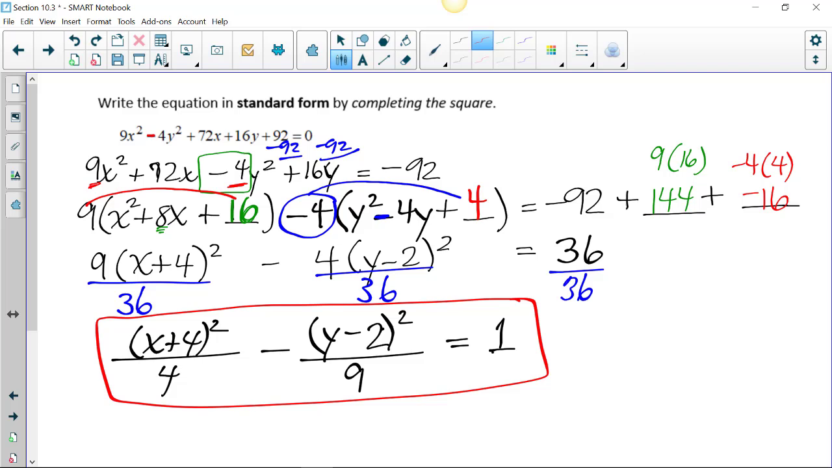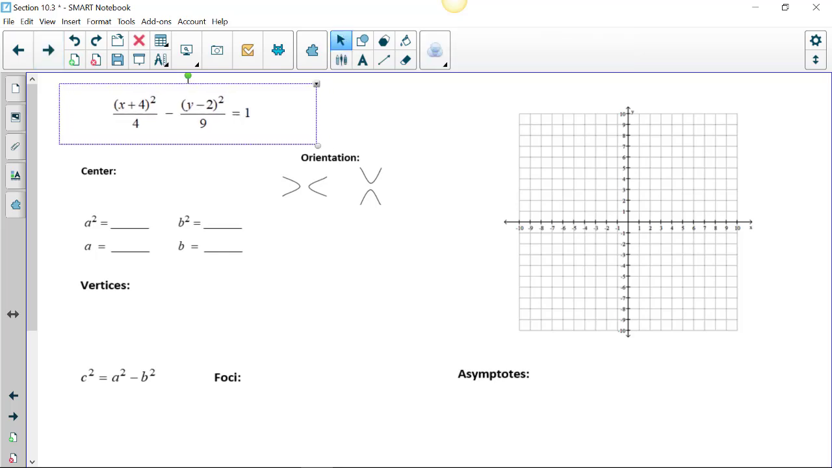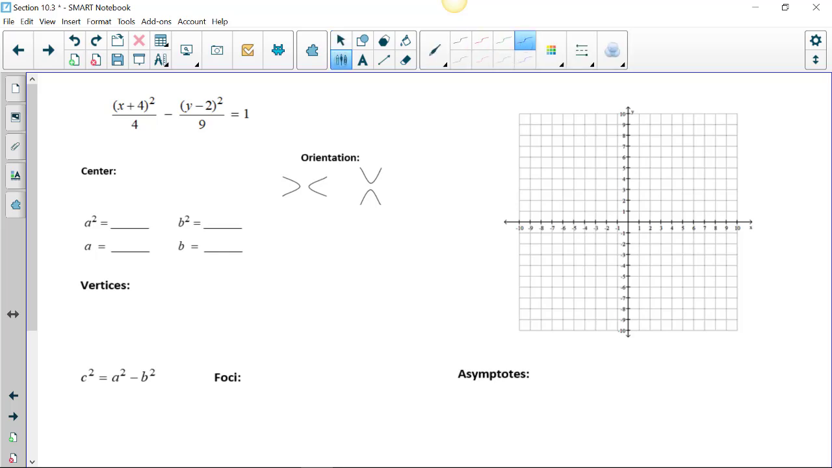So let's go ahead and take a look at this and do another graph. All right. So I have my equation up here. And so kind of the same routine. We need to know the orientation. Is it left, right, up, down? We need to know the center, and we need to know a and b if we're going to graph it. All right. Orientation. x is in the first term, so that means it's opening left and right.